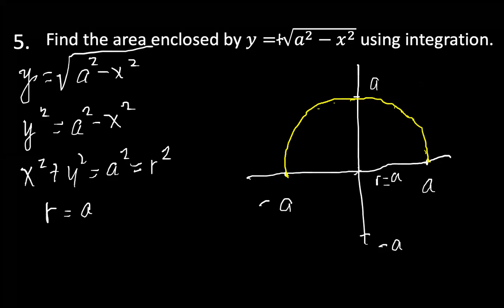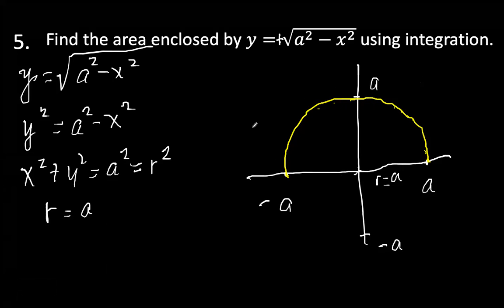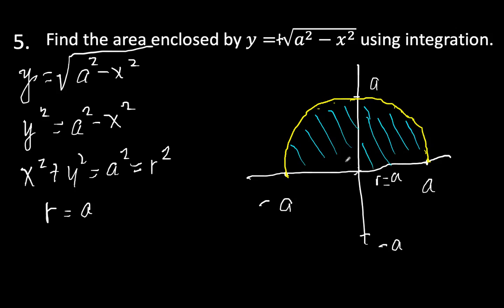And since we're talking about the area enclosed by this function and of course the x-axis, or y equal to 0, let's try sketching in cyan. We're talking about the area here of this semicircle. There we go. So this is the area that we're trying to find out.